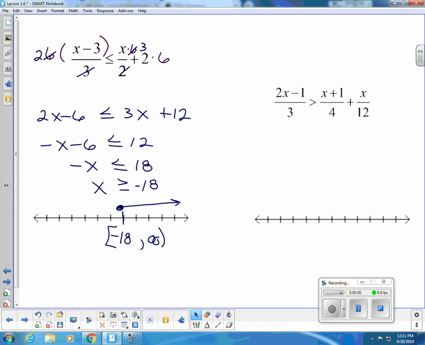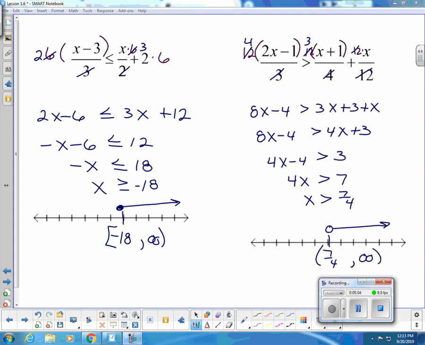So why don't you guys try that second one so you can clear the fractions. Okay, when you're done, look up and make sure you got what I got. Greater than 7/4. Okay. You guys have to watch me. I made lots of mistakes this morning. I think I've perfected myself by this afternoon, but this morning was lots of little things. Okay? All right.